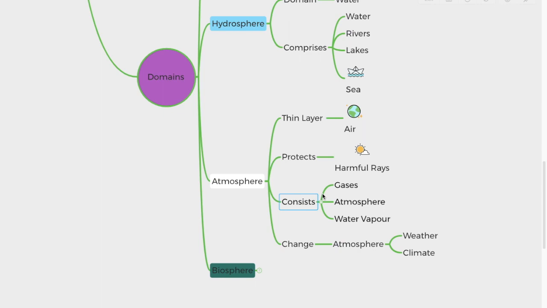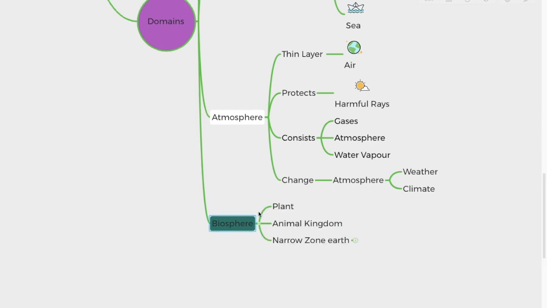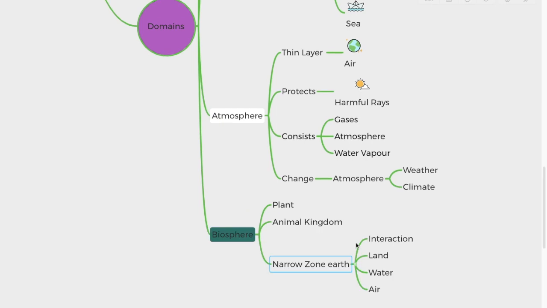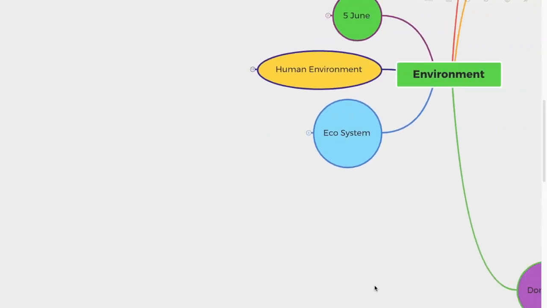The climatic condition changes. So what's biosphere then? Even easier to remember. Plant and animal kingdom together make biosphere. Or you can also say the living world. It is a narrow zone of the earth where land, water and air interact with each other to support life. I'll repeat that again. It's a narrow zone of the earth where land, water and air interact with each other to support life.